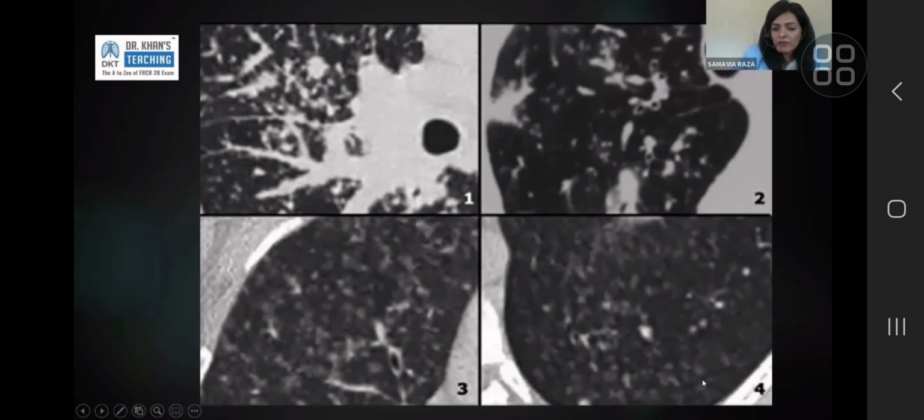So if you look at number 4, the ground glass nodularity is fluffy, it's ill-defined, and nowhere does it reach up to the pleural surface. So there is a very clear sparing of the immediate subpleural space. That implies that this is central lobular.